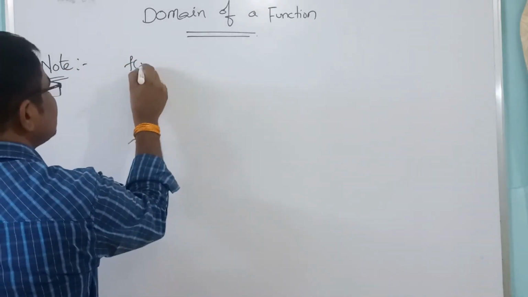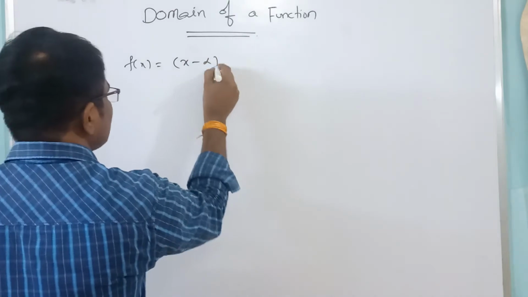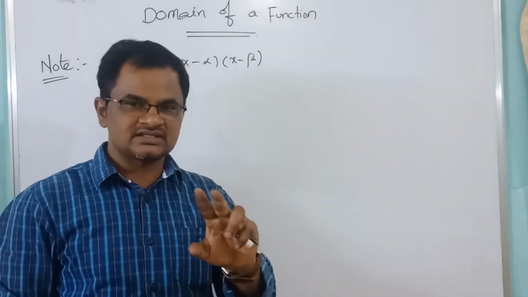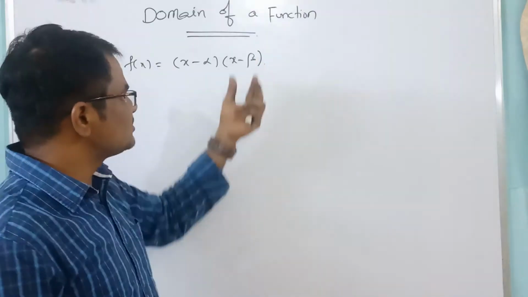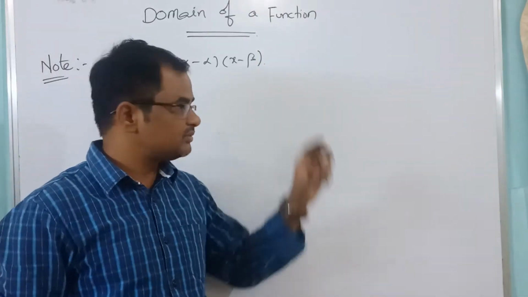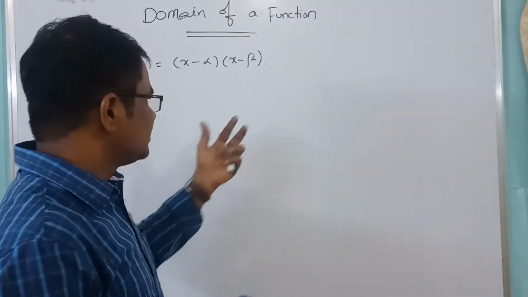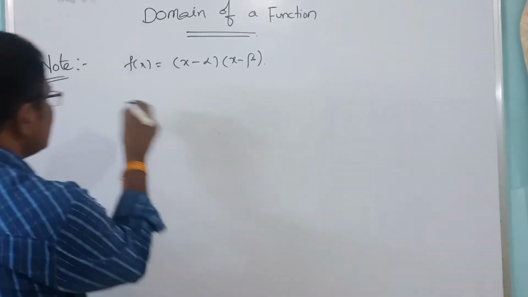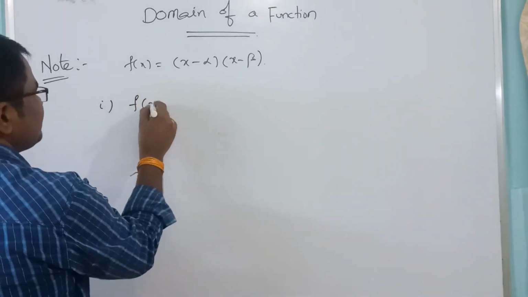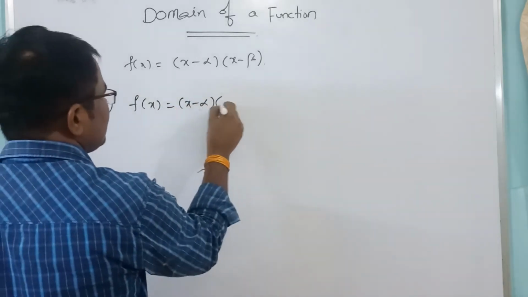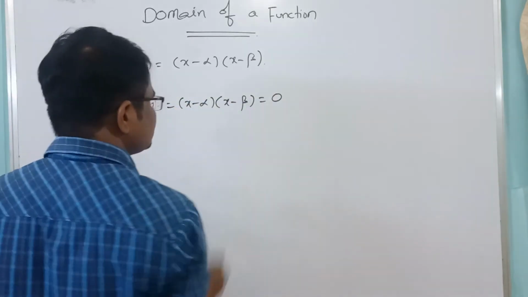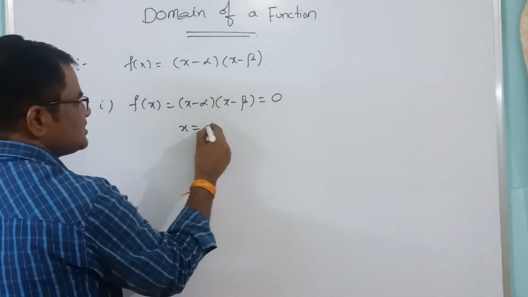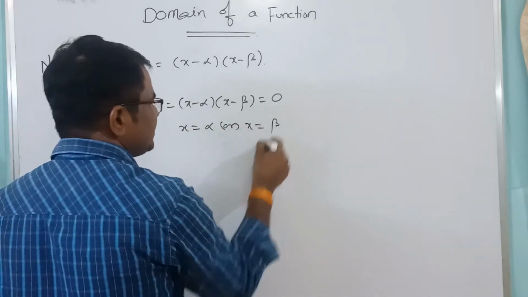Suppose one function is in the form of x minus alpha into x minus beta. Whenever a product of two linear factors is there, you can do greater than 0, less than 0 by the direct method. You can substitute, because later we will follow that one only. So no need to follow the sign scheme method whenever a product of linear factors is there. So first one: suppose f of x equal to x minus alpha, x minus beta equal to 0. Equal to 0 means alpha comma beta are the roots of this equation. So therefore x equal to alpha, x equal to beta you will get.